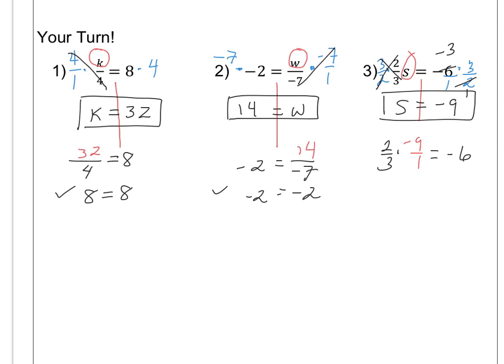So the 3 and the 9 have a common divisor of 3. So 3 divided by 3 is 1. Negative 9 divided by 3 is negative 3. 2 times negative 3 is indeed negative 6. Next page.